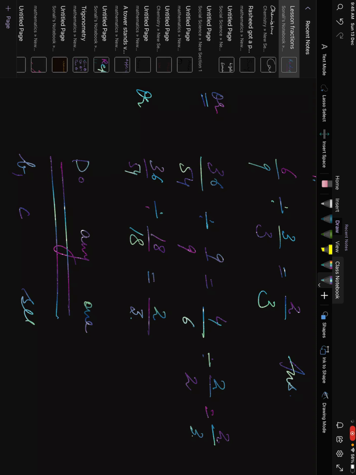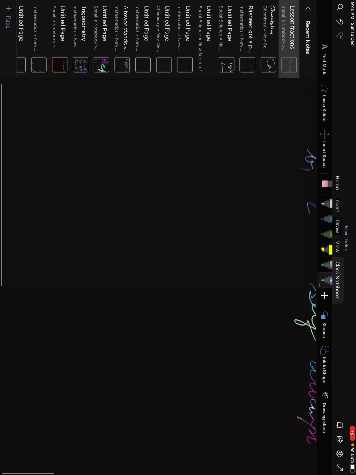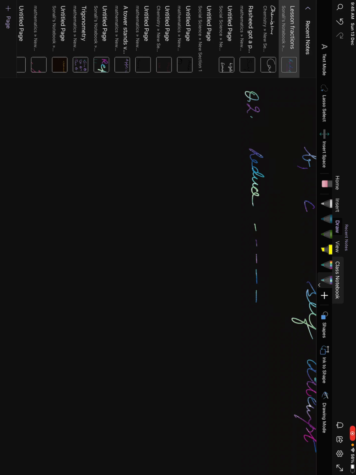B and C are your self-attempt questions. Correct, children? B and C are your self-attempt questions. Leave a line, question number 2. Reduce in the lowest term and find the HCF and LCM of the numerator and the denominator. Reduce in the simplest term, find the HCF and the LCM.